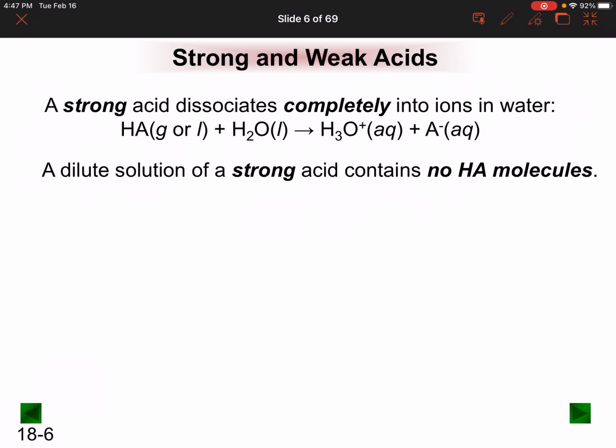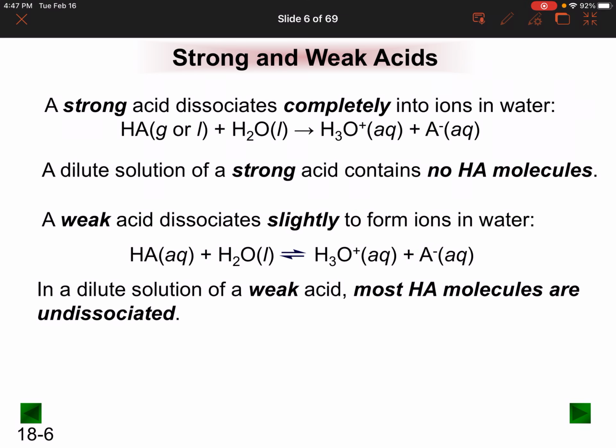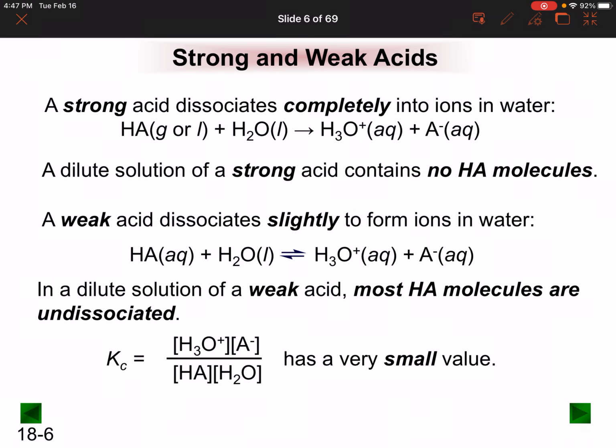Now we have strong acids and strong bases and weak acids and weak bases. Let's look at some strong and weak acids. How do you find out whether we have a strong acid or a weak acid? Now, a strong acid normally dissociates completely into ions in water.